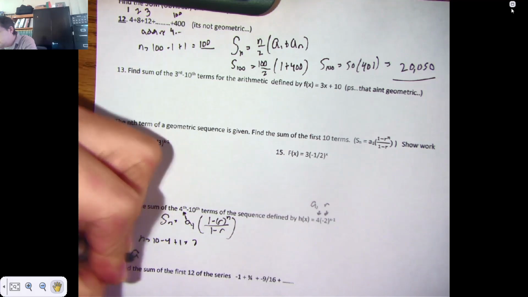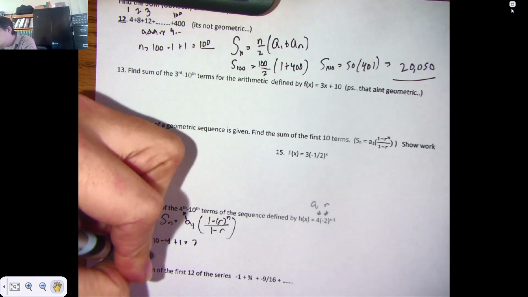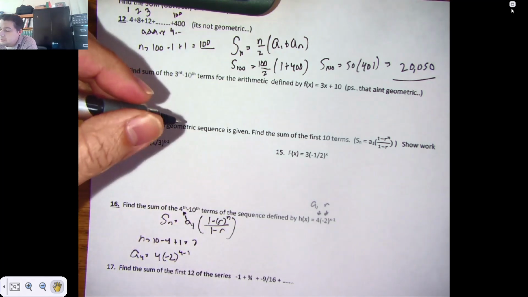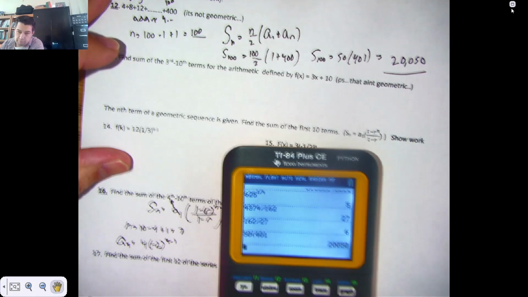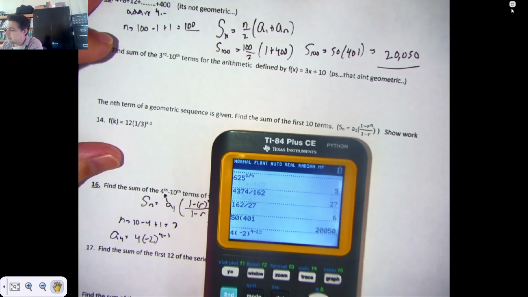And to find the first term, I've got to plug a 4 in. So what do I got to do? Negative 4 times 2 to the 4 minus 1. What's that going to be? I believe it's, oh, no, I'm thinking something else. Just ignore me. I feel like it's negative 32, but I'm tired. It is.